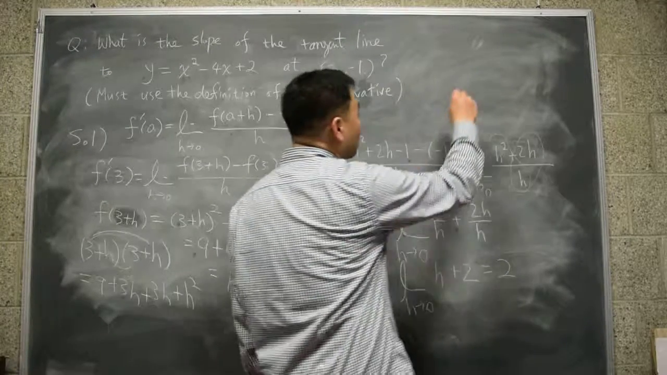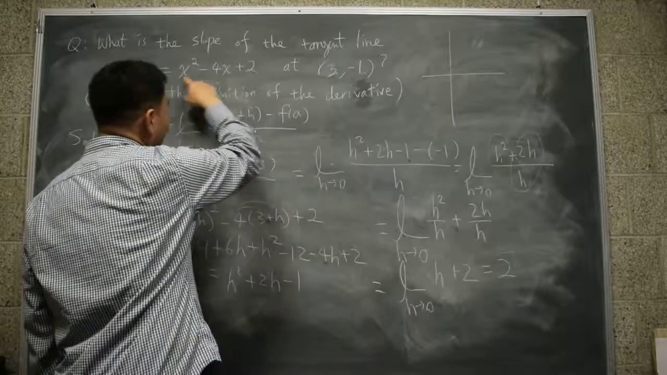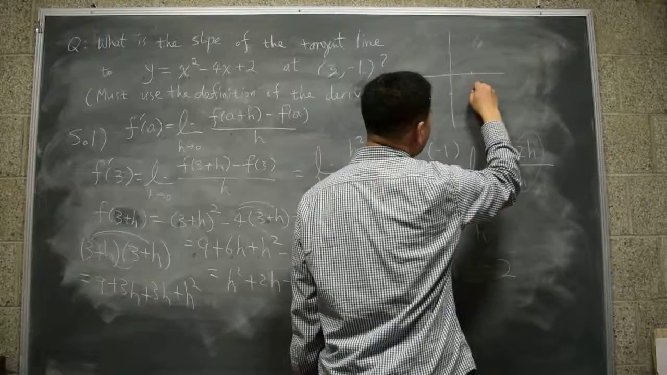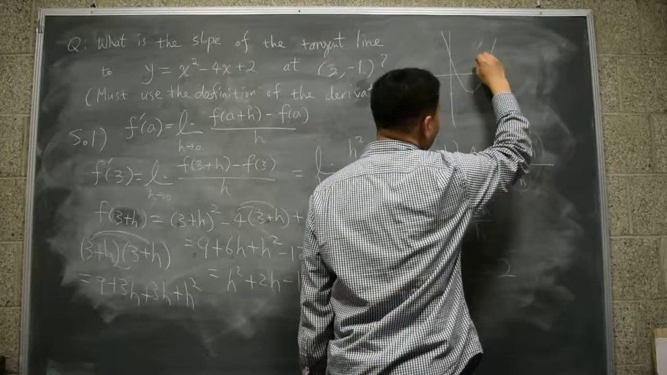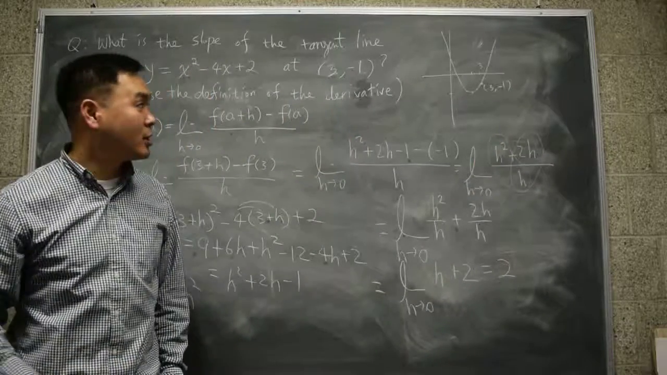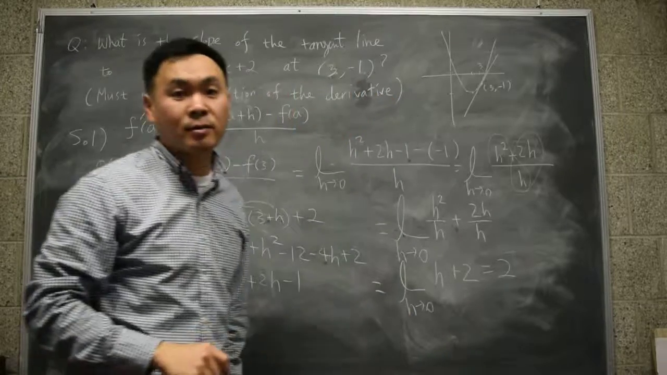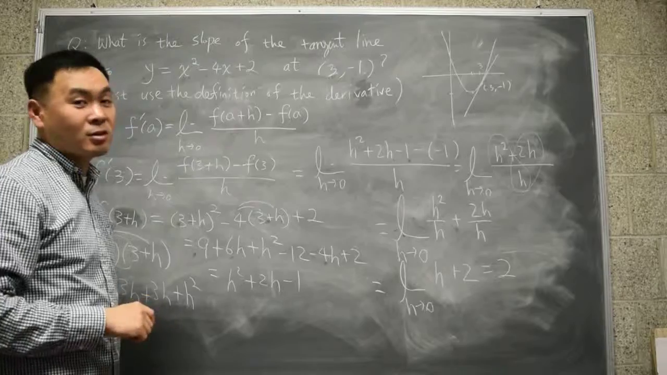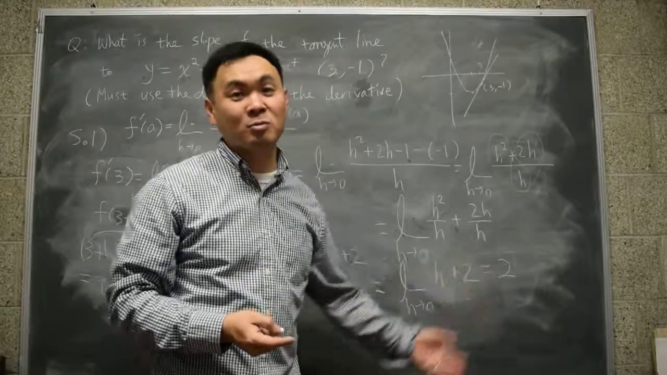Now let's try to draw the graph to see if it makes sense. If you took some time to draw the graph, it will look something like this. At (3, negative 1) is the point, and if you draw the tangent line, it looks like that. Okay? And that tangent line has a slope that's steeper than the slope of 1, so this answer does make sense.